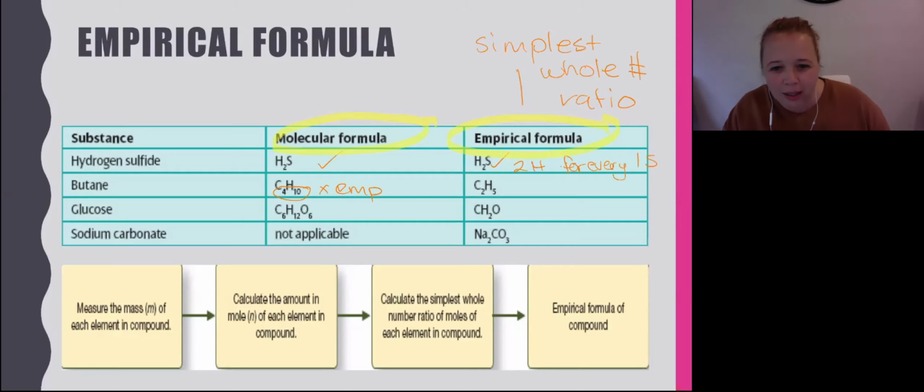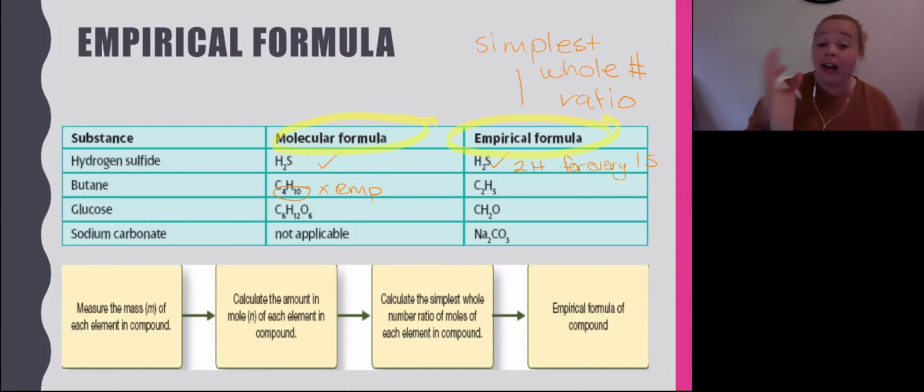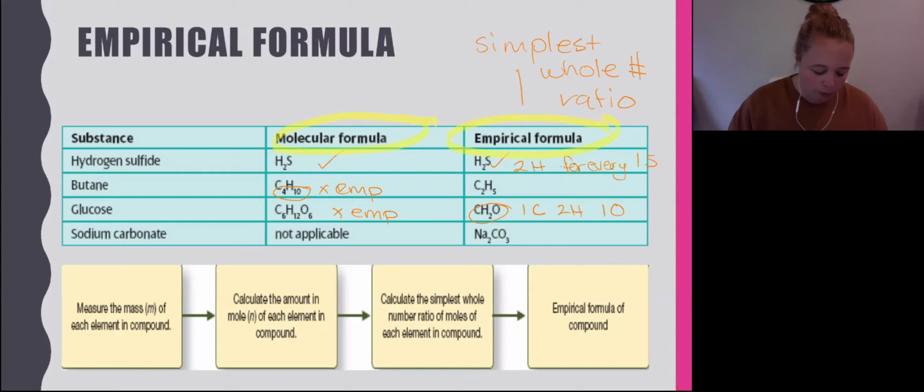Some of you might see patterns or cheats here. You might know how to do this more easily in maths, so please use that to your maximum capacity. Glucose, C6H12O6, is not its empirical formula because its simplest whole number ratio goes down to CH2O: for every 1 carbon, 2 hydrogens and 1 oxygen. So how do we do it? First, we measure the mass of each element in the compound, then calculate the moles and work out the simplest whole number ratio from there.